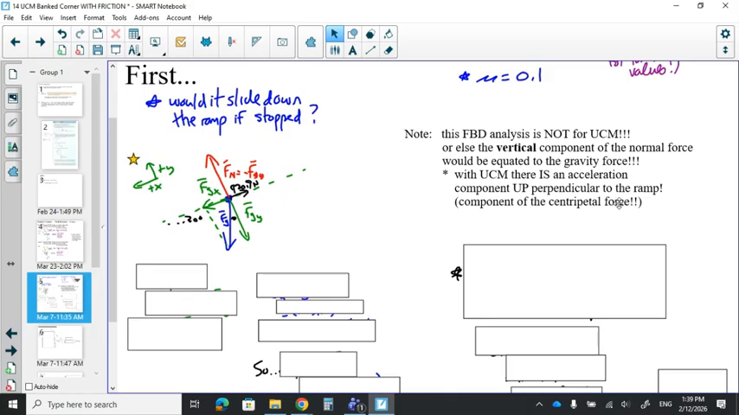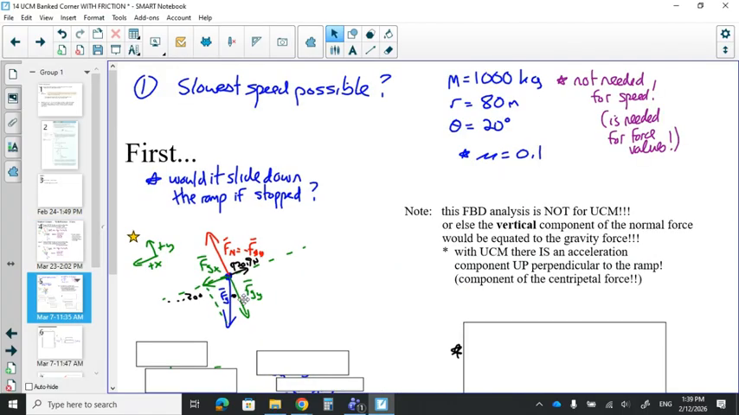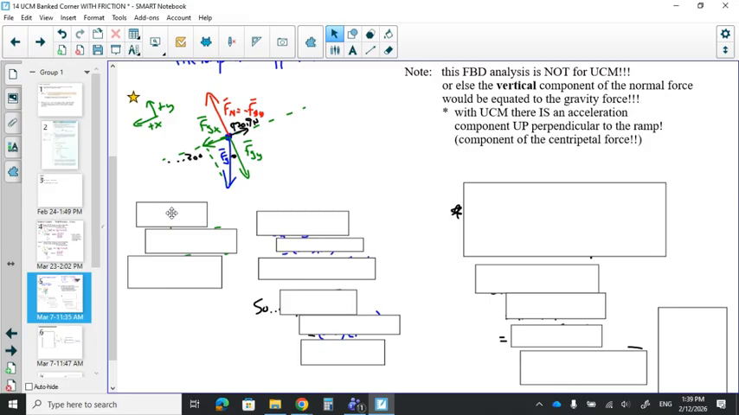So with uniform circular motion, there is an acceleration component perpendicular to the ramp, which is kind of a weird thing to think about. And you'll see it later on where you have your centripetal force and the component of it up vertically, like here, right? So that component of the normal force is providing your centripetal force, and there's a component of that up off of the ramp. It's just kind of a weird thing to think about.